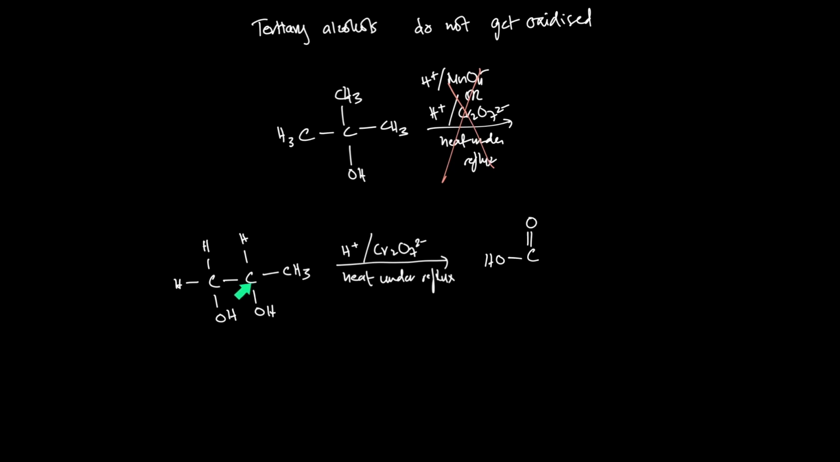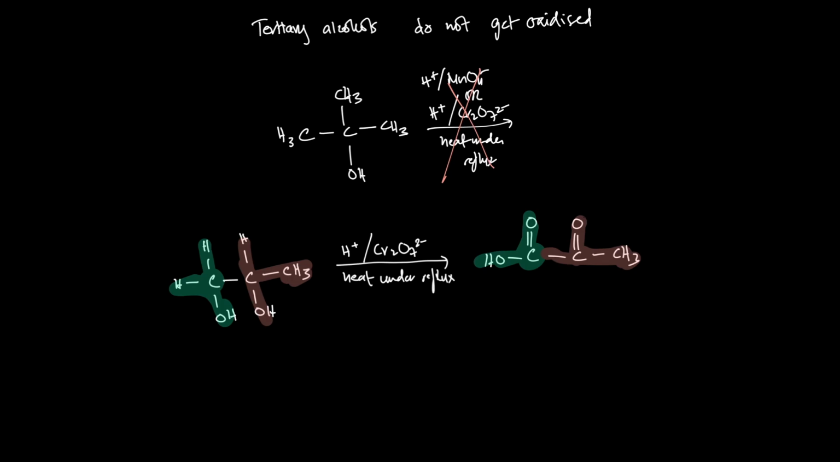And what about this carbon here? What kind of an alcohol is this? Secondary alcohol. So you won't say there's two alcohol groups here. You will say there's a primary alcohol functional group here and a secondary alcohol. The secondary alcohol will end up making a ketone. So the primary alcohol here ends up making the carboxylic acid, and the secondary alcohol here ends up making the ketone. So this is your product.